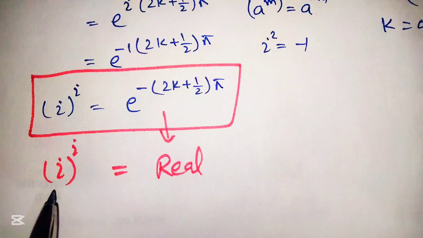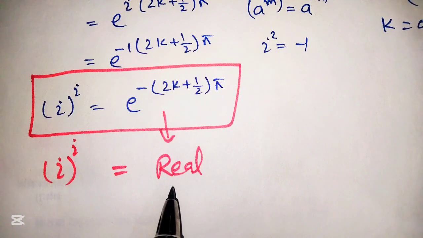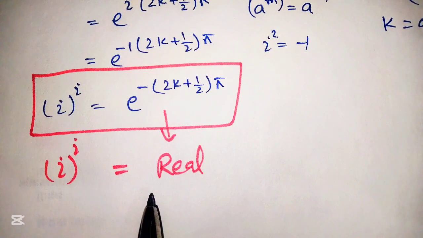From this we conclude that iota raised to power iota is a real number, which we wanted to prove, and it is proved.